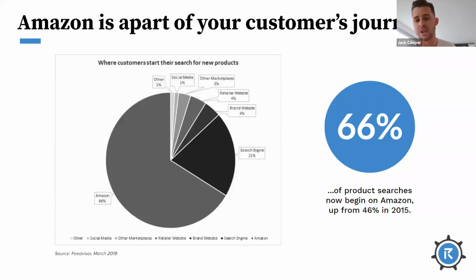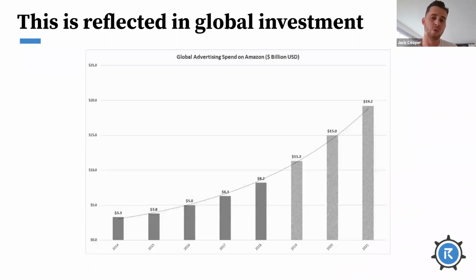Great, so just to start with, 66% of product searches are now starting on Amazon, and not on all other platforms such as Google. So it's very important and an integral part of the e-commerce journey. Also reflected in global investment in Amazon advertising. We're seeing this rise year on year, and I'll be very interested to see over the last year when the real data is published, as we've seen a huge spike in this space due to COVID.